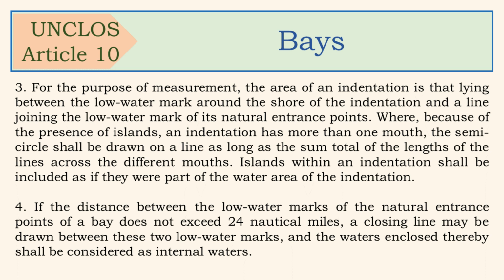Where, because of the presence of islands, an indentation has more than one mouth, the semicircle shall be drawn on a line as long as the sum total of the lengths of the lines across the different mouths. Islands within an indentation shall be included as if they were part of the water area of the indentation.